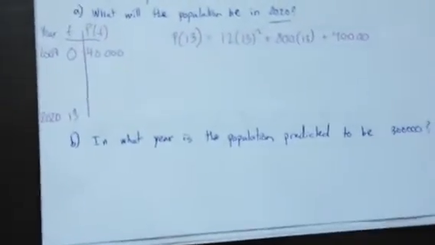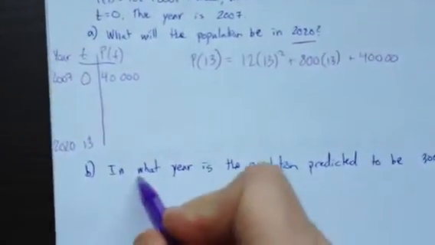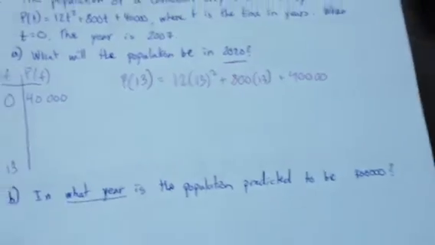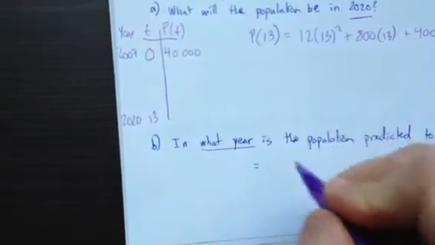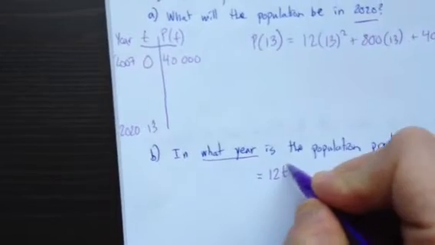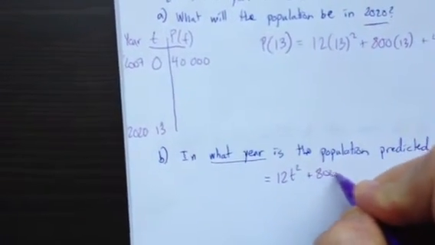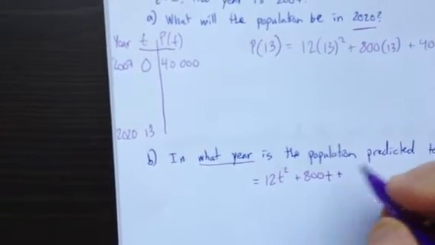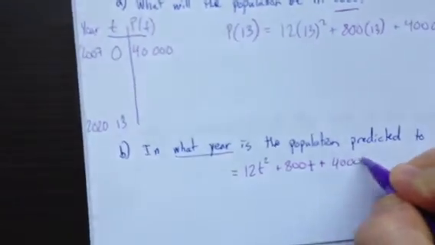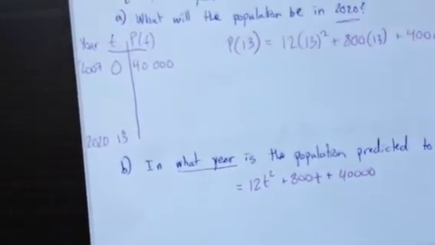And then it says, question B, in what year is the population predicted to be 300,000? So what they're giving you here is the population is 300,000. So you know that your formula for figuring this out is 12t squared plus 800t plus 40,000, okay? And that's what population is equal to.